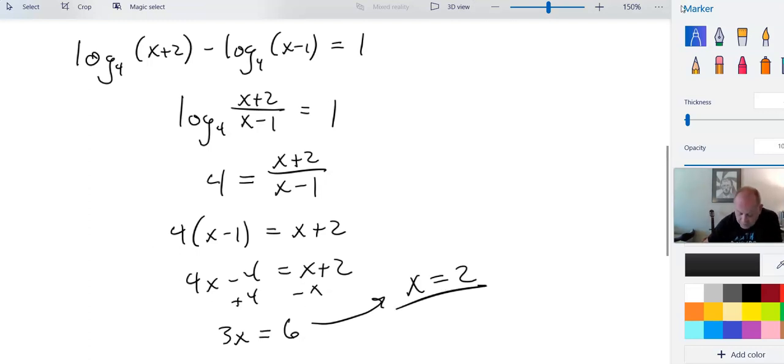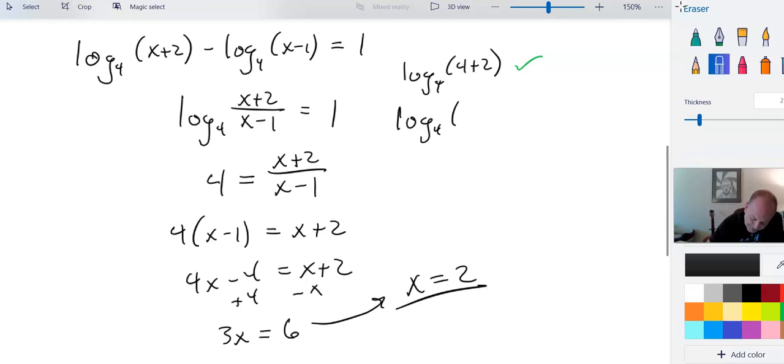Now even though that's a positive number, you still want to check because you have a subtraction in one of your arguments. That subtraction could end up making this negative. So let's just double check. I have x is 2, so that means my two terms are log base 4 of 2 plus 2, so that's no problem. That's a green check mark. And log base 4 of 2 minus 1, that's 1. I was thinking the answer.